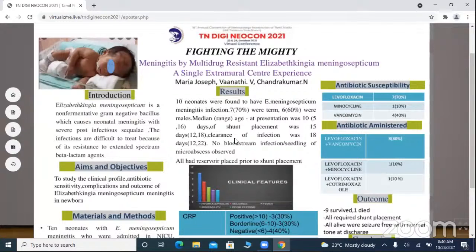The topic of my poster is fighting the mighty, that is meningitis by multi-drug resistant Elizabethkingia meningoseptica, a single extramural study experience from our center. Basically, Elizabethkingia meningoseptica is a non-fermentative gram-negative bacillus which causes neonatal meningitis with very severe post-infectious sequelae. The infections are very difficult to treat because of its inherent resistance to extended-spectrum beta-lactams. The aims and objectives were to study the clinical profile, antibiotic sensitivity, complications and outcome of the organism-related meningitis in the newborn. In materials and methods, we had 10 neonates with Elizabethkingia meningoseptica meningitis who were admitted in the NICU and studied for a period of 2 years.